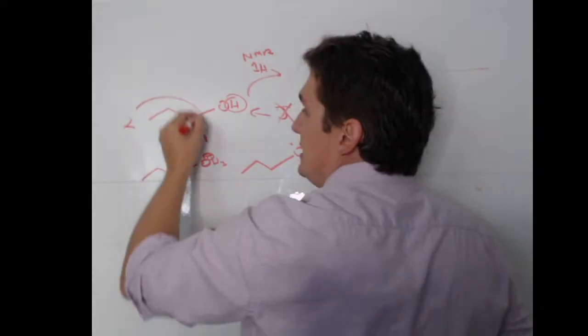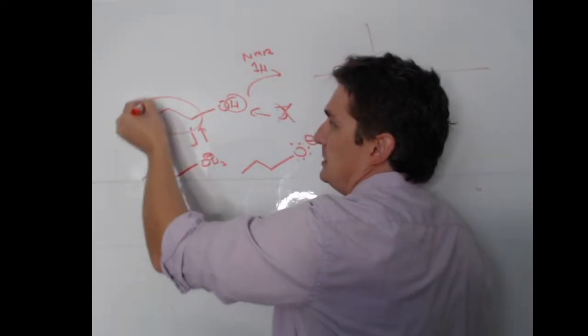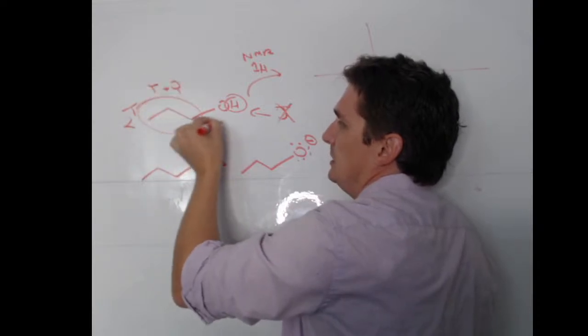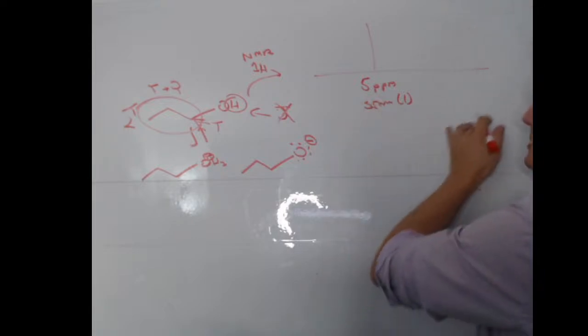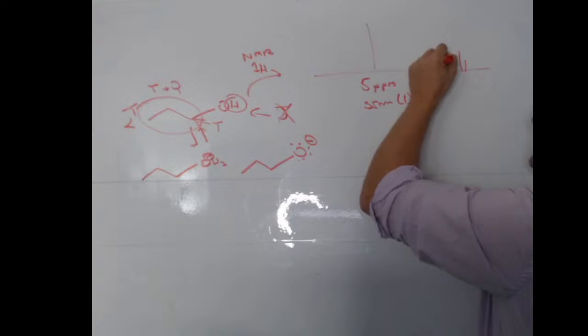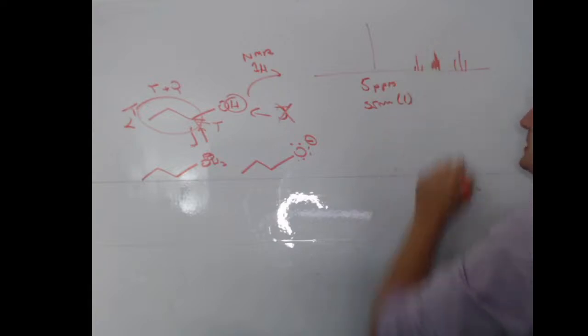Now, these down here do participate in J coupling. So this will be a triplet, this will be a triplet plus a quartet, and this one will be a triplet. So what we'd expect to see beneath the 5 ppm in that 0 to 2.5 range is your triplet of quartets, and then another triplet.